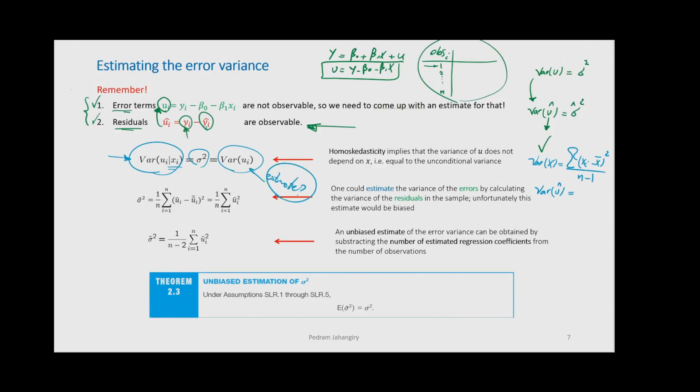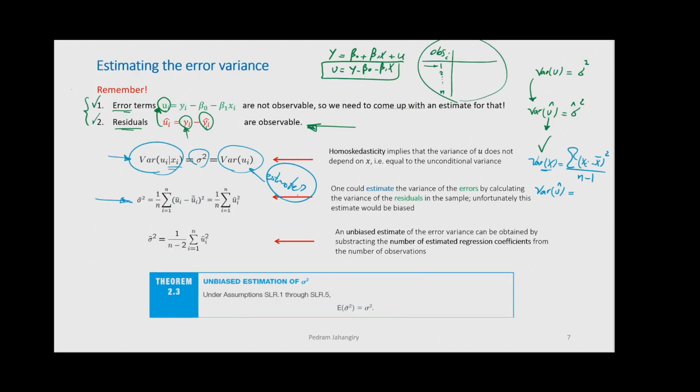How do we estimate it? Okay, let's put a hat on top of it and then define something like this: the summation of u hat minus u hat bar to the power of 2, divided by n. So what is this? I'm not doing anything special here. Look at the equation here, the definition for variance of x. I'm simply replacing x with u hat. So this is my x, minus x bar. So what is x bar? U hat bar, right?